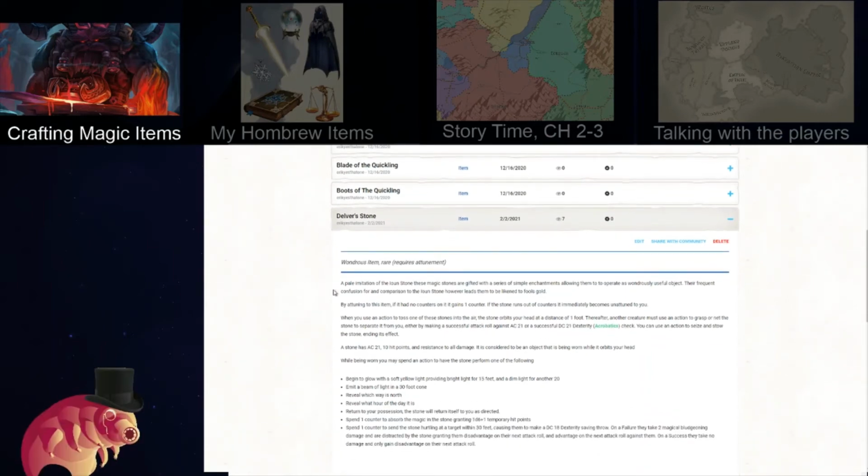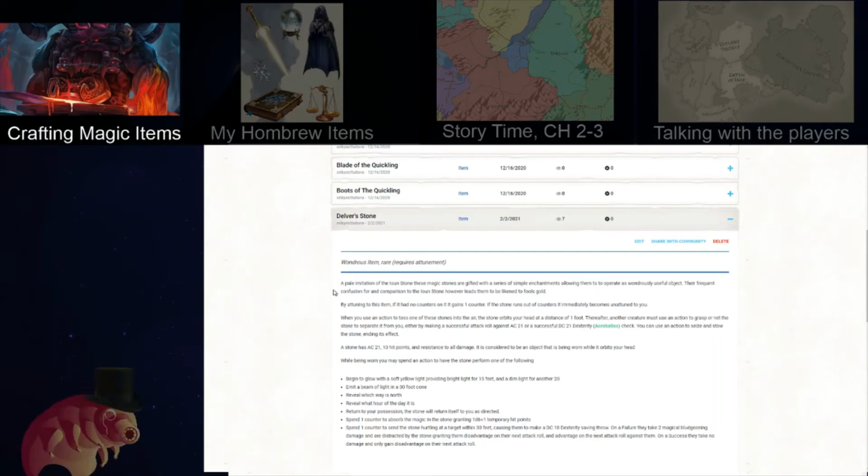The Delver Stone is a pale imitation of the Ioun Stone. These magic stones are gifted with a series of simple enchantments, allowing them to operate as wondrously useful objects. Their frequent confusion for and comparison to the Ioun Stone, however, leads them to be likened to fool's gold. By attuning to this item, if it had no counters on it, it gains one counter. If the stone runs out of counters, it immediately becomes unattuned to you.